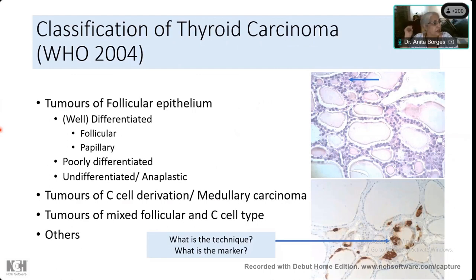What is synaptophysin and chromogranin? Does anybody know? Synaptophysin is a protein that is present in what we call the microvesicles of a neuroendocrine cell. So it cannot be in the nucleus. And chromogranin is nothing but a protein that is expressed on the membrane of the vesicle in which you have the peptide hormone. So it has to be in the cytoplasm. These are all cytoplasmic stains.